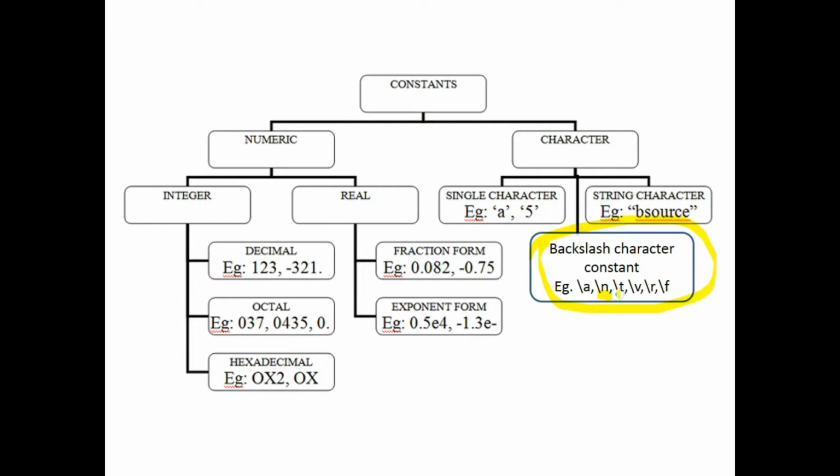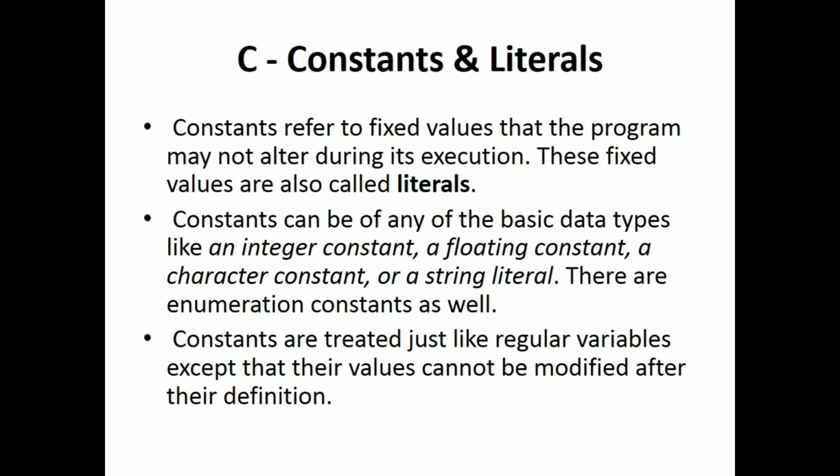For horizontal tab we go for \t. For vertical tab, \v. For form feed we go for \f. For alert, audible alert, we use \a in our C program. So what are C constants and literals?